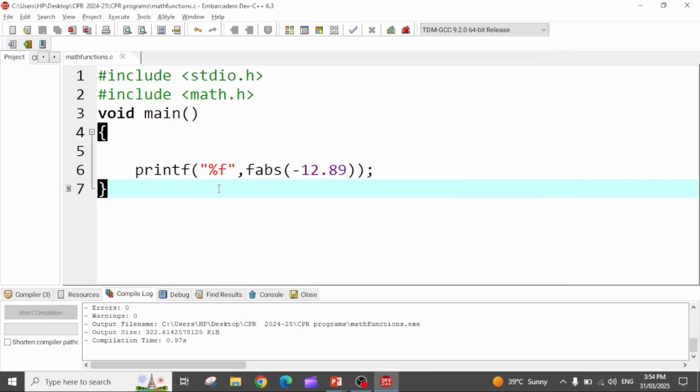That's it. For now, we have gone through all the mathematical functions which fall under the category of library functions, which are a part of the math.h library.